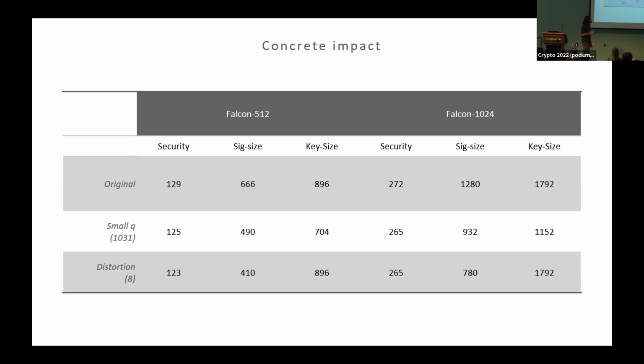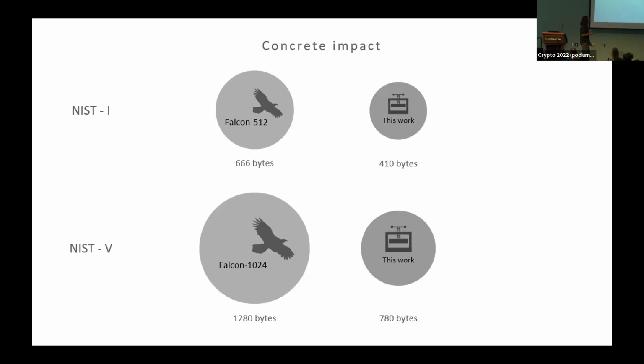So same goes for Falcon and NIST level 5. If I redraw my little table from the beginning, we go from something here, which was 666 bytes to 410, and for Falcon 5, which was 1280 bytes to 780. So that's a substantial shrink, around 30 to 40%.